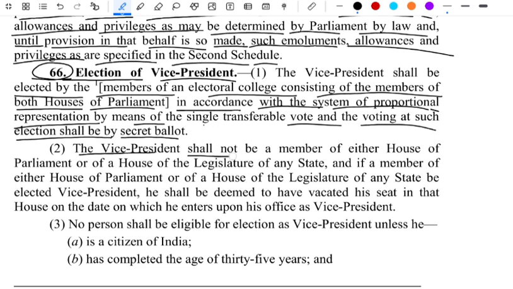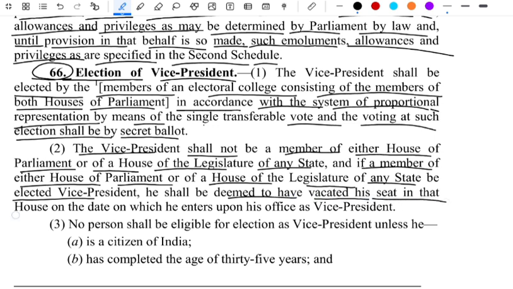So the Vice President shall not be a member of either House of Parliament or of a House of the Legislature of any State. If a member of either House of Parliament or of a House of the Legislature of any State is elected as Vice President, he shall be deemed to have vacated his seat in that House on the date on which he enters upon his office as Vice President.